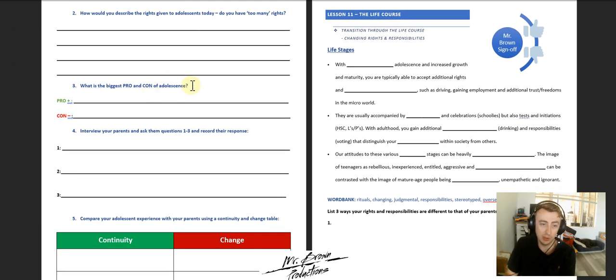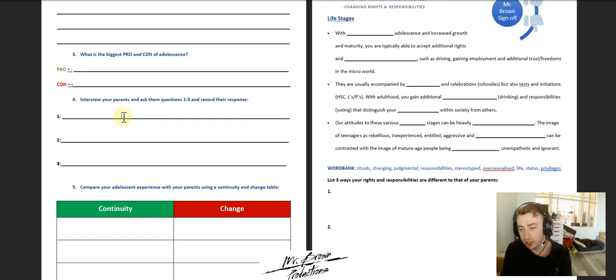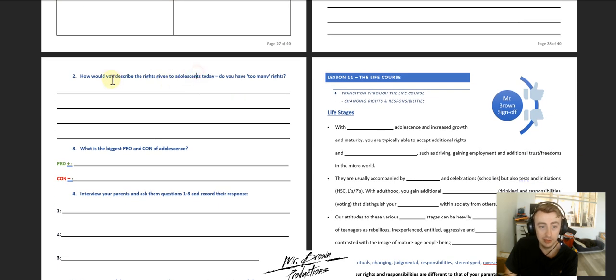Question 3 is, in your opinion, what do you think the biggest pro of adolescence is, and then the biggest con? So what's the biggest upside, what's the biggest downside? I would then like you to interview your parents and ask them questions 1, 2, and 3. So I want you to ask your parents these exact questions here.